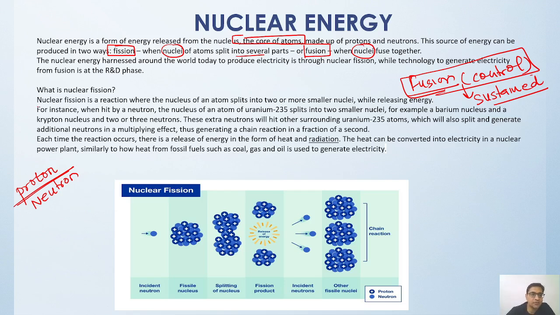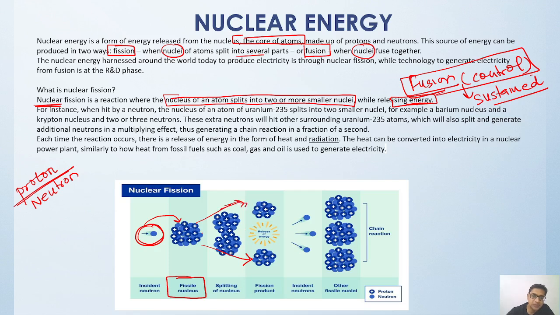So under nuclear fission, what happens? The nucleus of an atom is split into two or more smaller nuclei, and whenever they split, they release energy. This is the energy that we normally utilize. Like here you can see we have a neutron hitting the nucleus of a fissile element, uranium, and it splits into two smaller nuclei. While splitting this big nucleus into two smaller nuclei, a certain amount of heat energy is generated. This is one part.